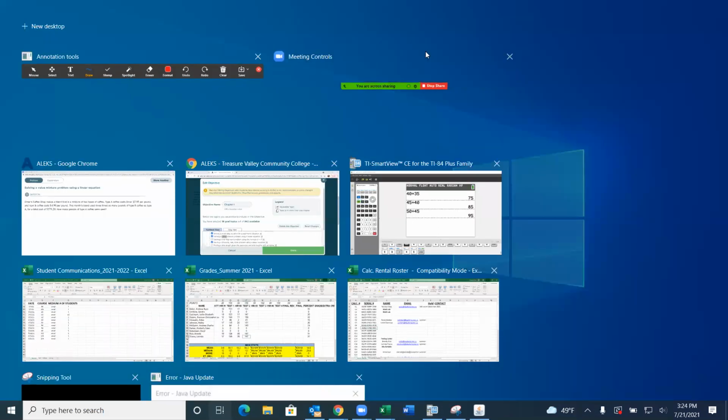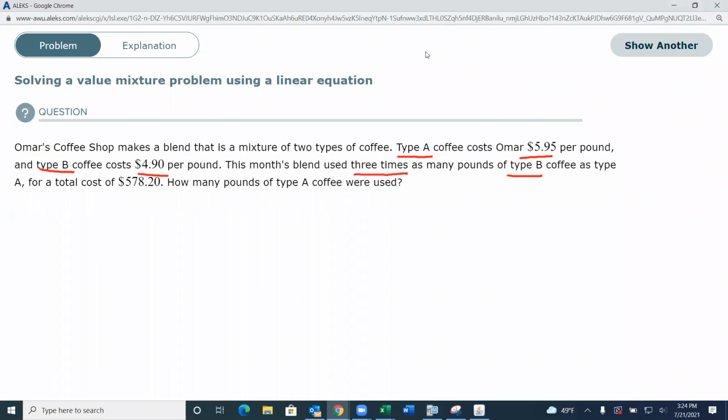So we've got a whole bunch more of B than A, 3 times as much, and so much so that the total cost for him is $578.20. So he's buying a lot of coffee, but then again, he's selling it, not just drinking it.